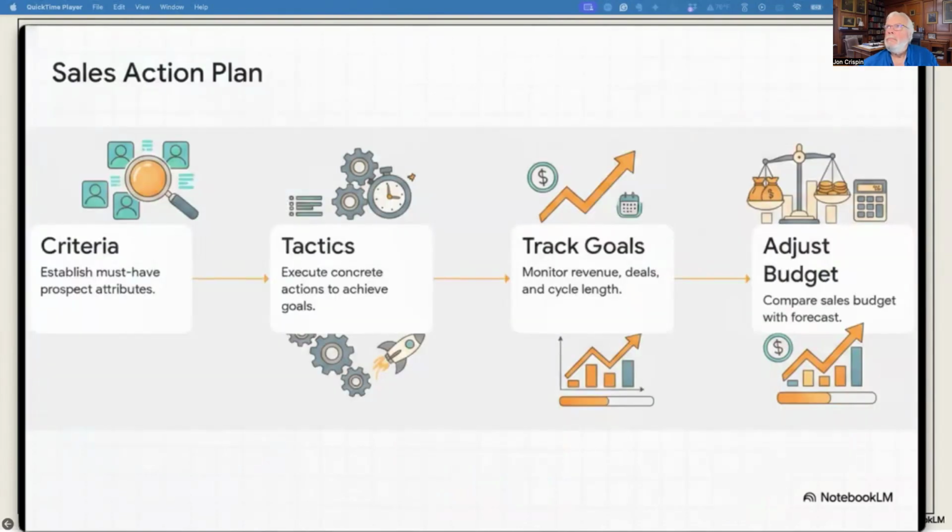So how do you synthesize all of this, the market research, the macroeconomic data, the team structure, into a concrete action plan? You follow these highly tactical steps. First, establish incredibly strict criteria for outreach. Second, actually execute specific daily prospecting tactics. Third, you gotta religiously track your performance against targets like revenue, deals, and cycle length. And fourth, constantly adjust your budget and sales forecasts based on what the data tells you. This structured, no-nonsense approach is exactly how you optimize your sales process and acquire new customers faster.